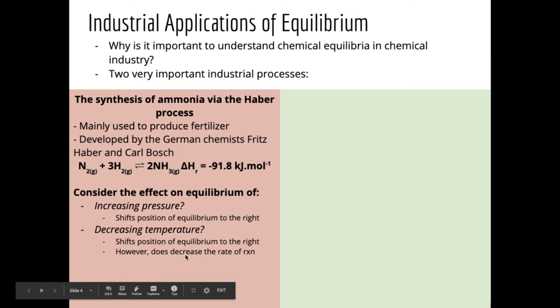However, decreasing the temperature does decrease the rate of the reaction. So even though we're going to make more ammonia, we're going to make it slower. And that's another cost benefit thing that's going to have to be weighed up. But reaction rate is coming. Don't worry too much about that now. That will be a few videos down the track.